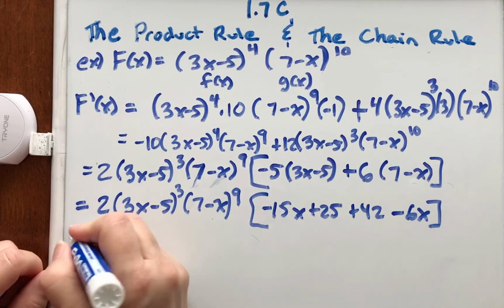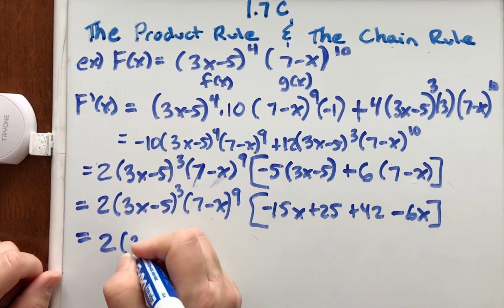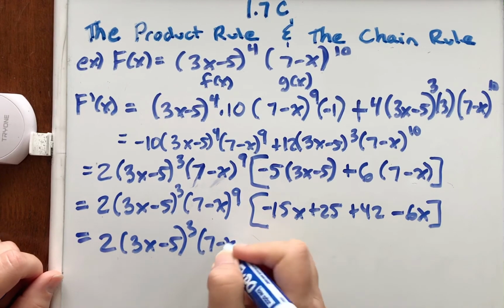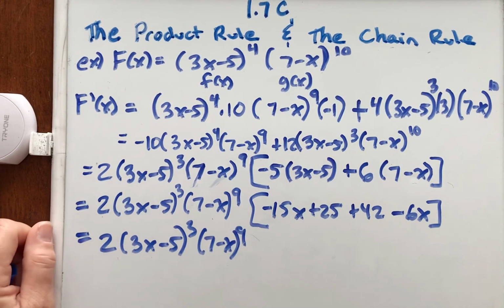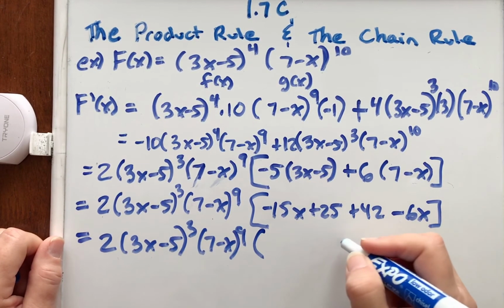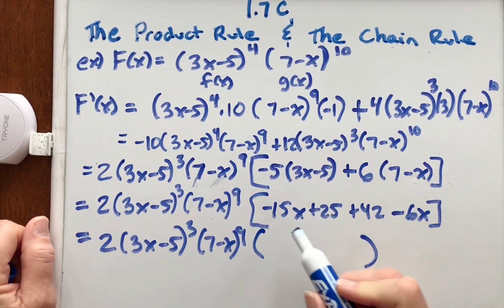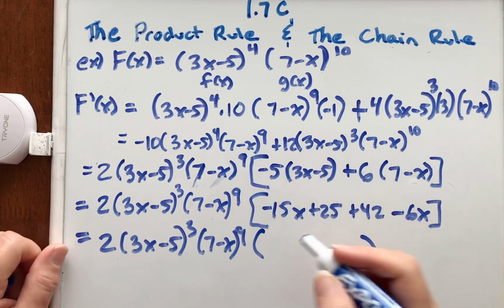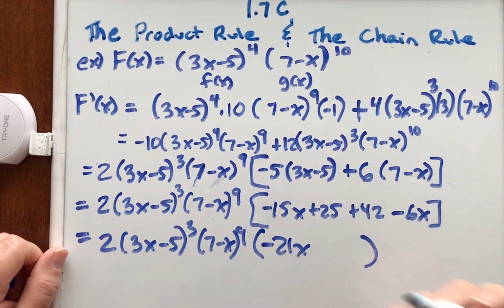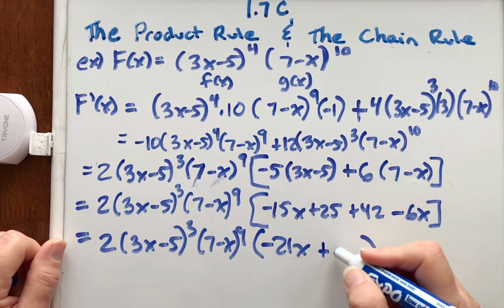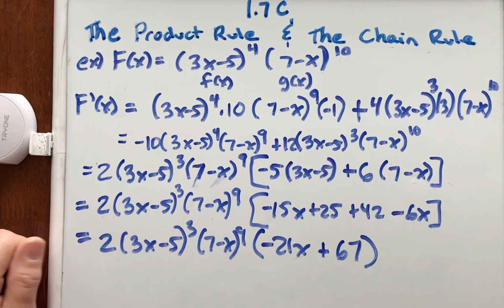Okay? So now we're going to complete the problem. Rewrite this again. Okay? And then we're going to put everything together in here. And what we have is negative 15x, negative 6x is negative 21x. 25 plus 42 is plus 67. All right, a long problem. We're going to do another one on 1.7d.